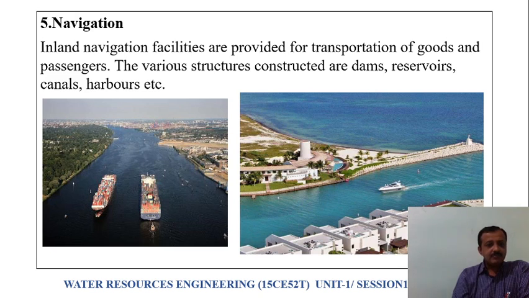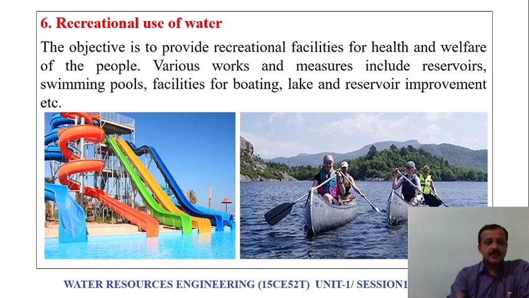Next is navigation. Inland navigation facilities are provided for transportation of goods and passengers. So water is also a means for transportation. Canals are constructed purposely for navigation. So navigation is another important objective. Then there is recreational use of water, like boating facilities and swimming pools. These facilities act as recreational use of water. Recreational use is also one of the important objectives of water resource development. I have seen various amusement parks where water is utilized, right? Swimming pools and amusement parks are where water is used for recreation.